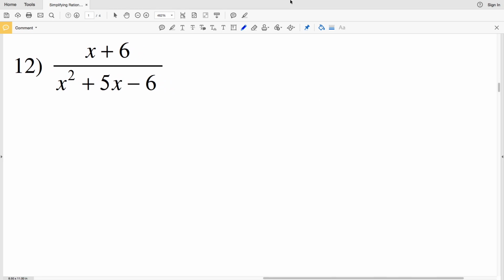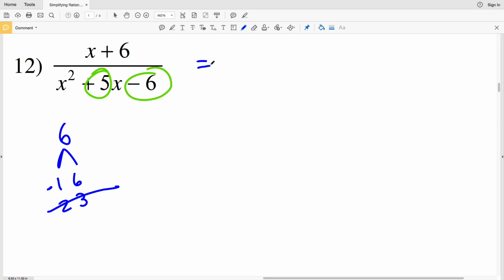Number 12 is similar to number 11 in the fact that we need to factor out that denominator. So what two numbers multiply to give us a negative 6 and add to give us a positive 5? So the factors of 6 are 1 and 6, and 2 and 3. However, they need to add to give us 5, but multiply to give us a negative 6. So 2 and 3 will not work. However, if we have a negative 1 and a positive 6, negative 1 plus 6 equals a positive 5, and negative 1 times 6 equals a negative 6.